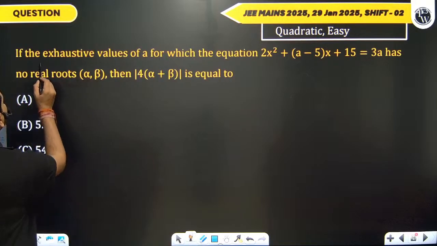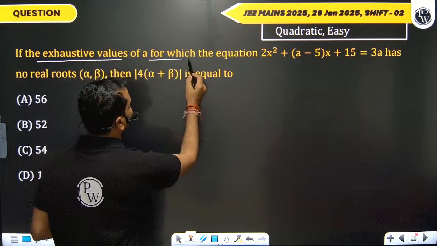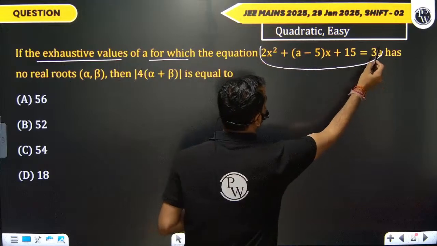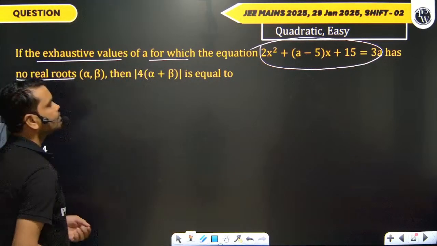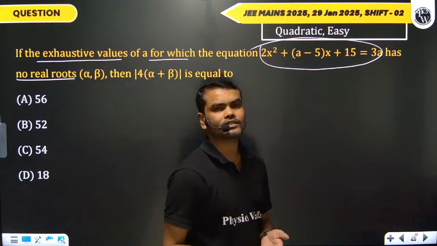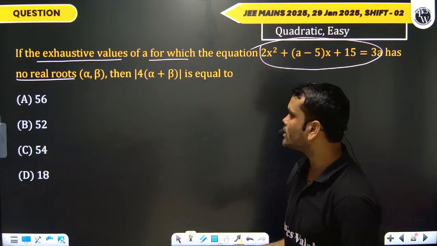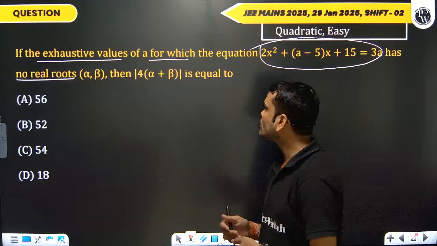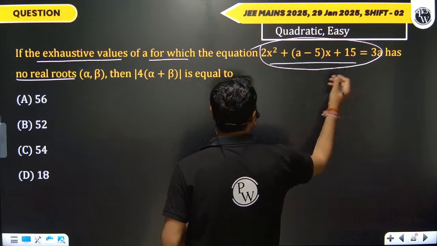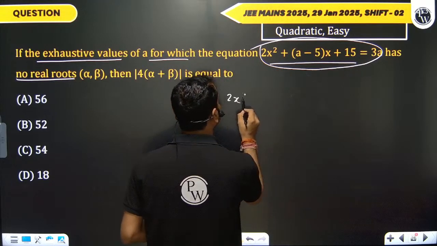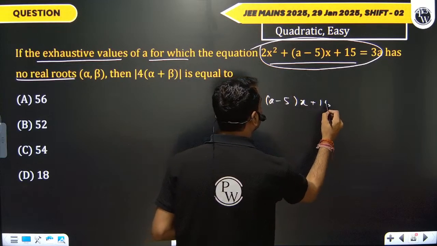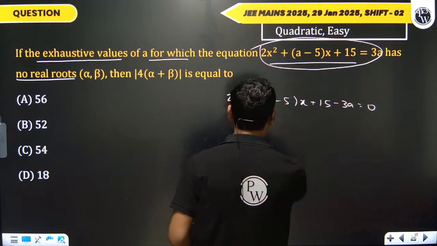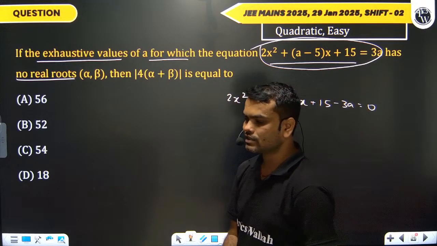If you see the exhaustive values of A for which the equation, which kind of equation is it? Quadratic equation has no real root. If a quadratic equation has no real root, what is the condition? Discriminant should be less than 0. That is the question. So whatever equation this is forming, this equation is 2x square plus (A minus 5) into x plus 15 minus 3A is equal to 0. We will take discriminant less than 0, okay?